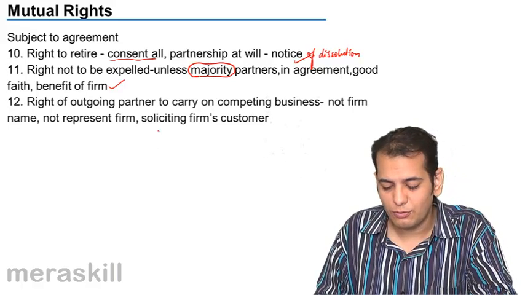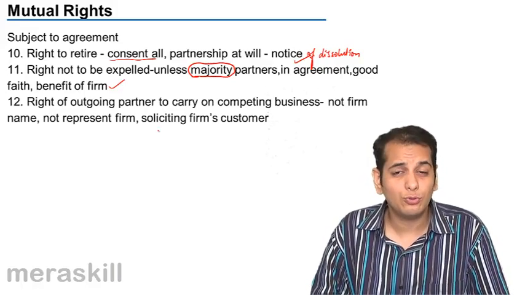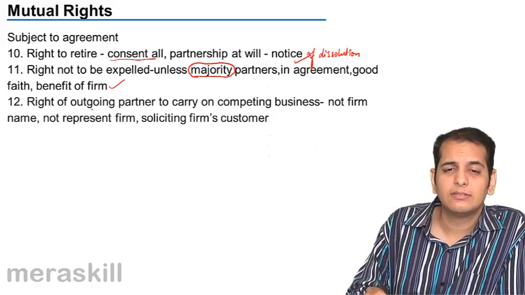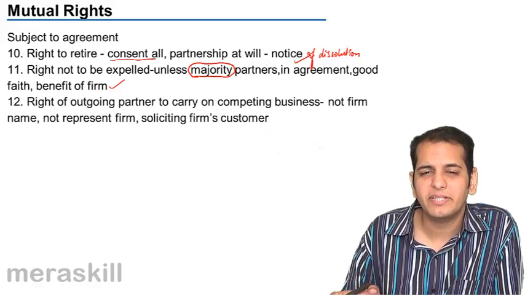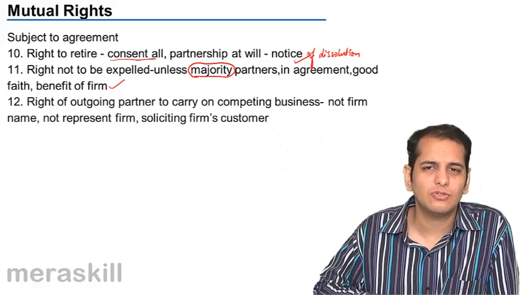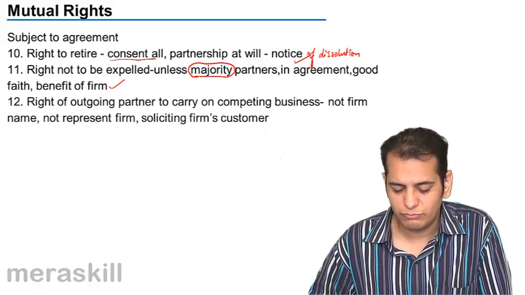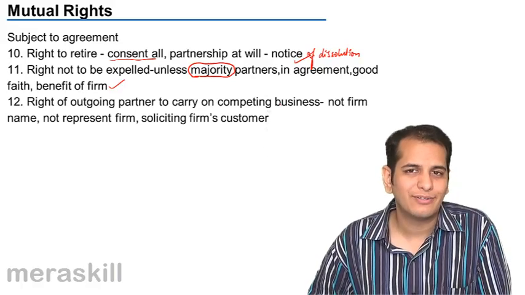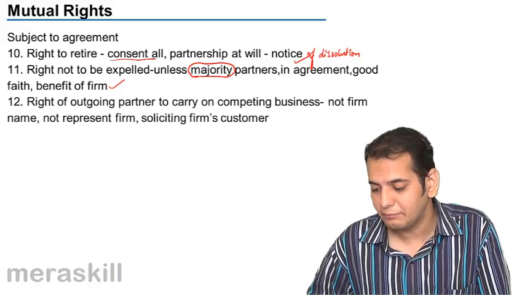Next, right of outgoing partner to carry on competing business. Now, this is the right of an outgoing partner, a partner who is either retiring or has been expelled. Majorly, we should be concerned about the retiring partner, because expulsion is not very common. So when we hear about an outgoing partner, the first thing that should come to our mind is that the partner is retiring.